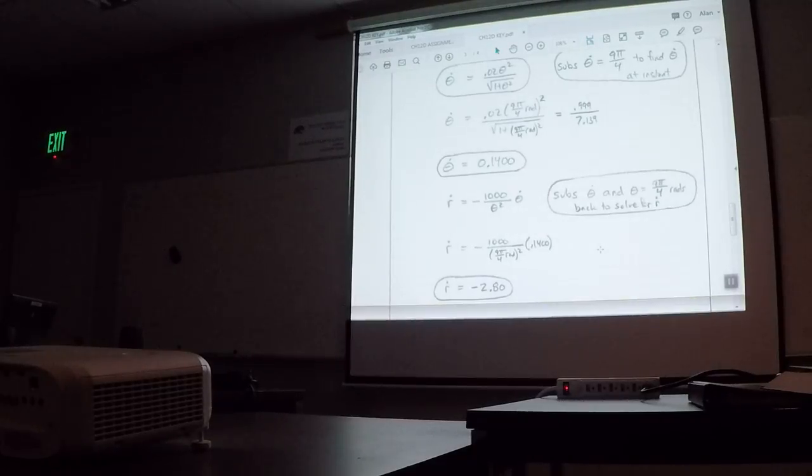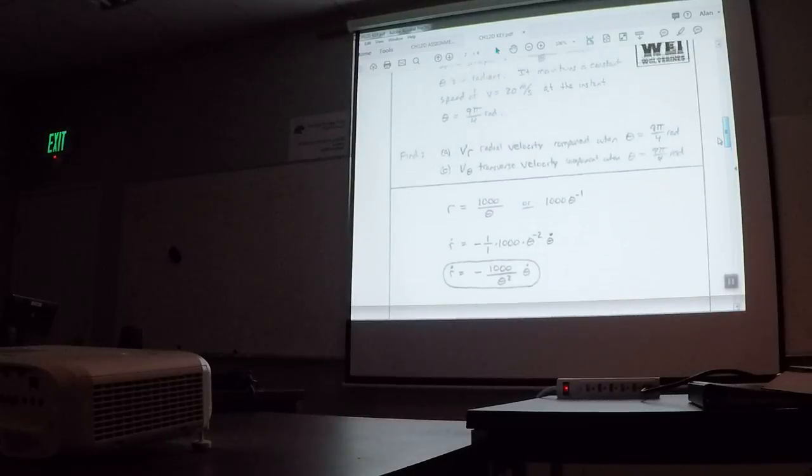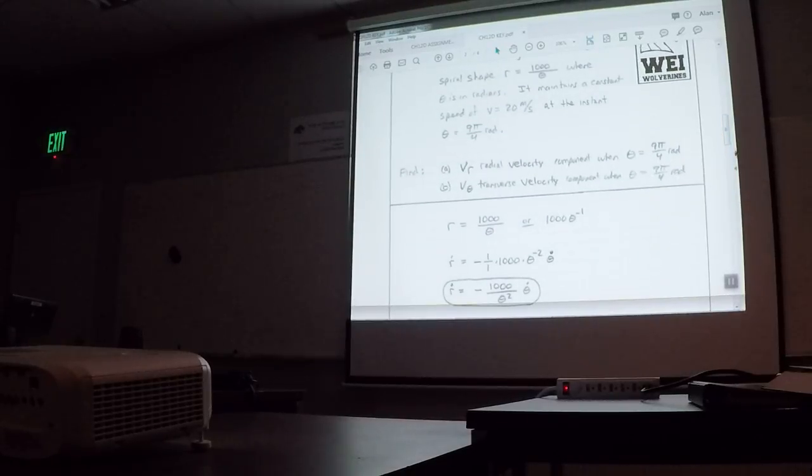All right, so I have some intermediate information. I've got my theta prime, I've got my r prime. Let's go back to what was being asked for: radial velocity and transverse velocity.